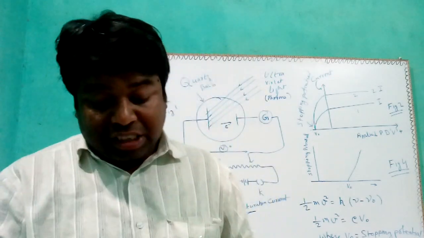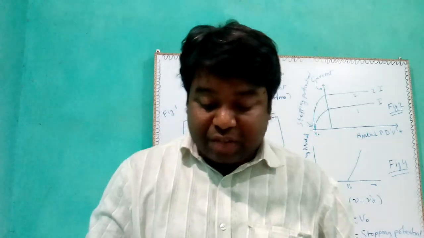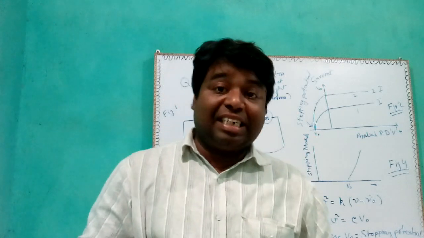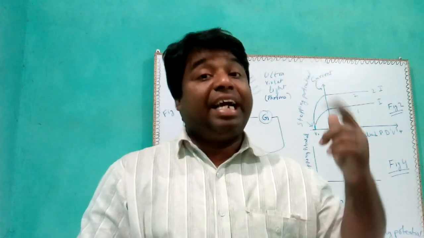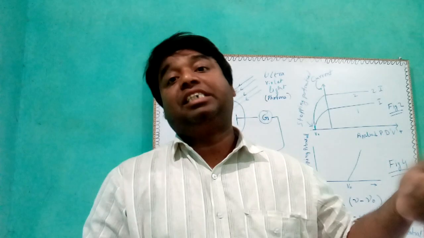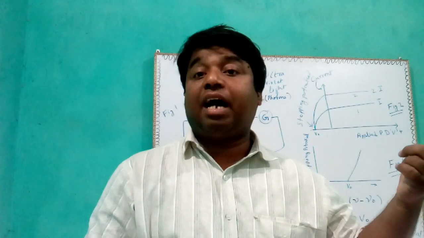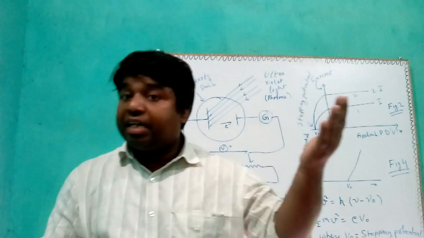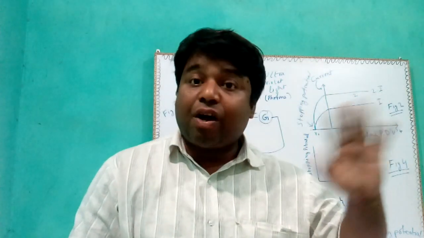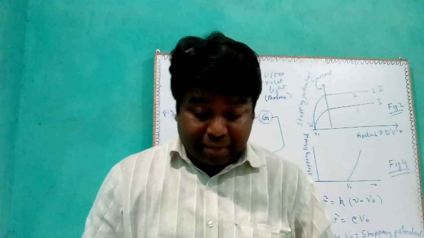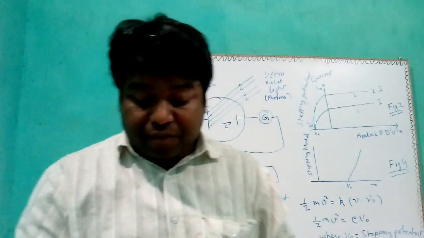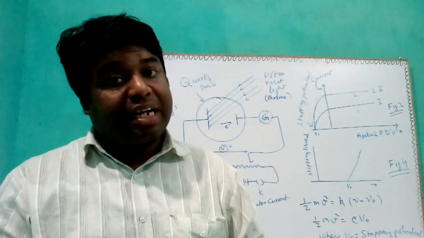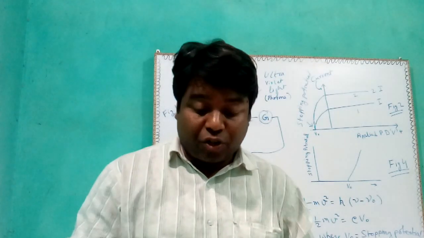Number 2, the velocity and hence the kinetic energy of the emitted photoelectron is independent of intensity. So, as I said, the energy of the ejected photoelectron is only dependent on the energy of the incident photon. It is not dependent on the intensity of the incident photons. Number 3, the kinetic energy of the emitted photoelectron is directly proportional to the frequency of the incident photon. Is it clear to you?